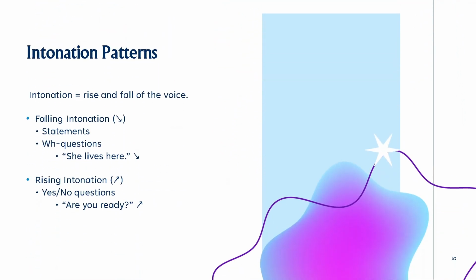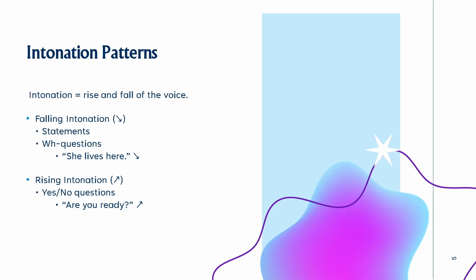Now, the fourth one is intonation patterns. Intonation is the rise and fall of the voice when we speak. It adds meaning beyond just the words. There are two main intonation patterns. The first is falling intonation. This is used in statements and WH questions.